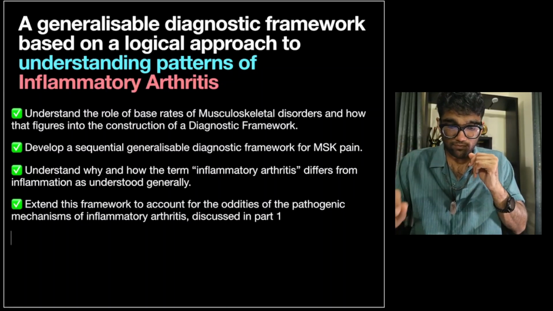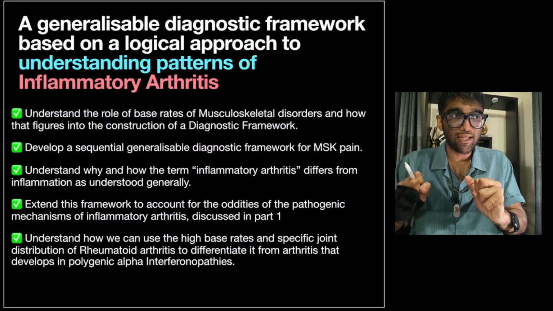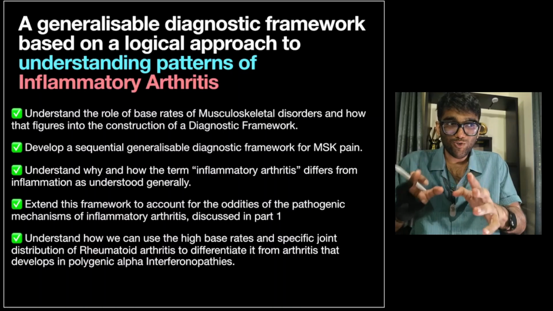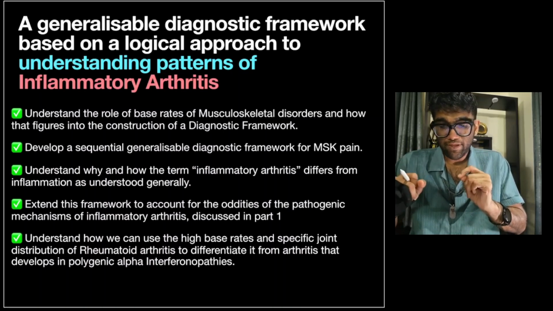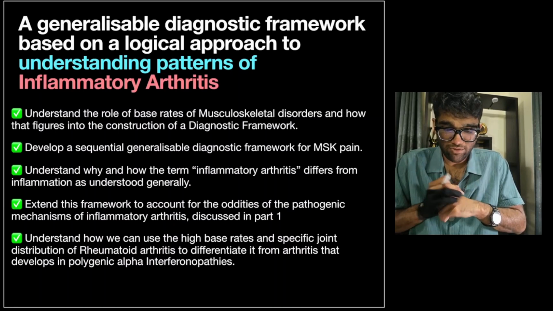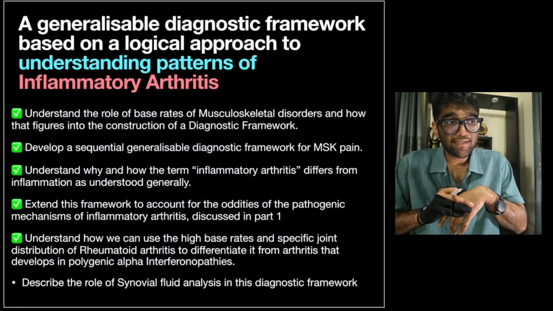Okay, then we understood how the high base rates of rheumatoid arthritis mean that if it looks like RA in terms of distribution, it is RA. Okay, as long as you reach that point of the diagnostic. Now, finally, we are going to describe how synovial analysis is used.